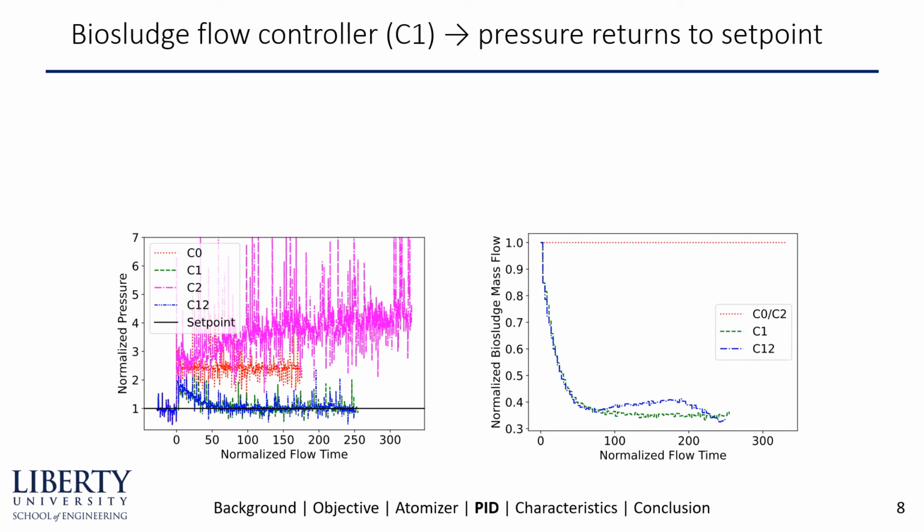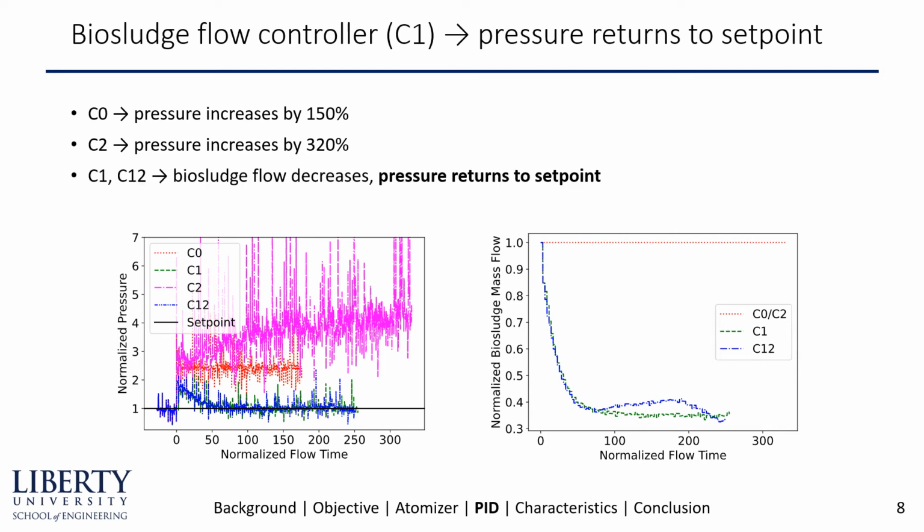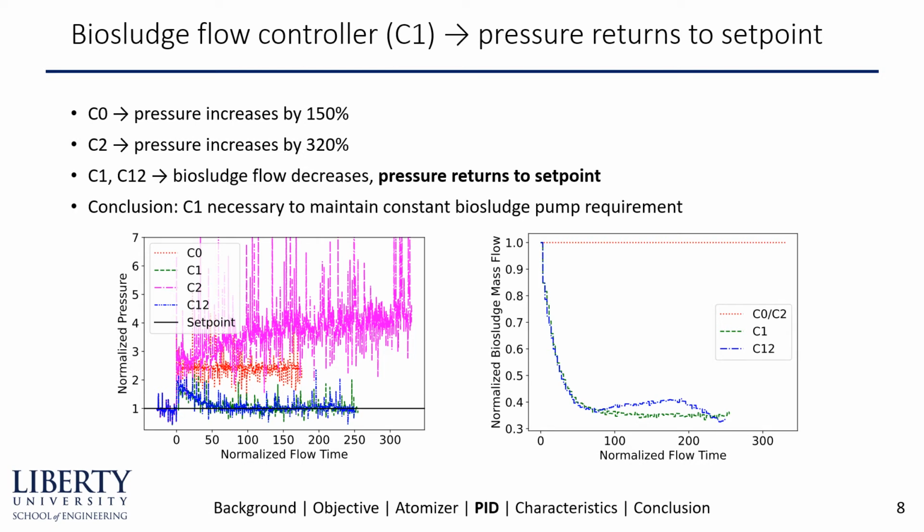Well, here we have the pressure plot on the left and the sludge flow plot on the right. It turns out that if we have no controllers, the pressure, which is equivalent to pressure drop, increases by 150%. That's red in the plot. If we have just C2, the pressure increases by 320%. That's the magenta there. But if we have C1 in our system, the biosludge flow decreases and the pressure returns to set point. So we conclude that C1 is necessary to maintain a constant biosludge pump requirement.